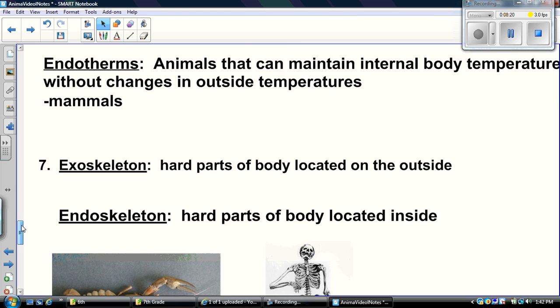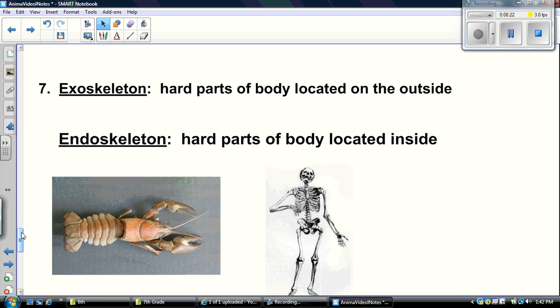Some other characteristics of animals are whether they have an exoskeleton or an endoskeleton. Exoskeletons are hard parts of the body located on the outside. So like this lobster, for example, you've got hard parts located on the outside. We have an endoskeleton. These are hard parts of the body located on the inside.